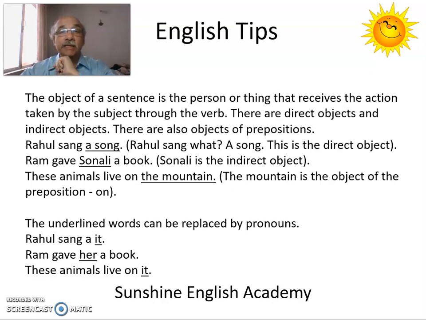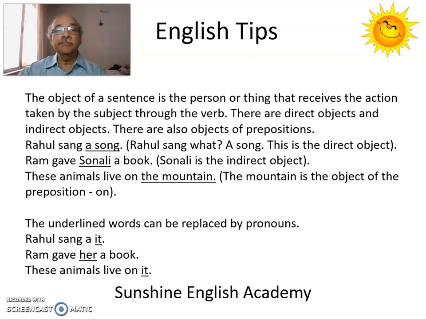Now, what is Sonali? Okay, let's ask. Ram gave a book to whom? To Sonali. So Sonali is the indirect object of the verb gave. The recipient of the direct object is known as the indirect object. Next sentence. These animals live on the mountain. Here, the mountain is the object of the preposition on.